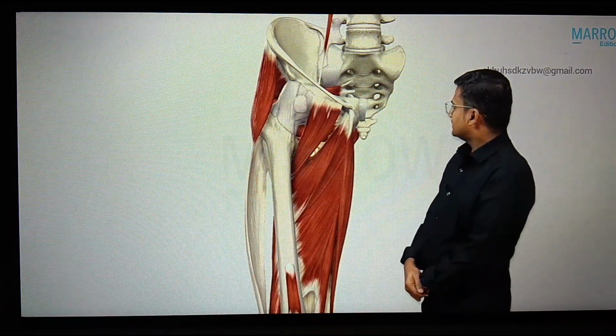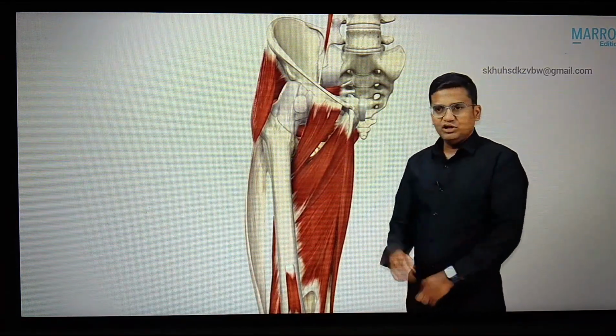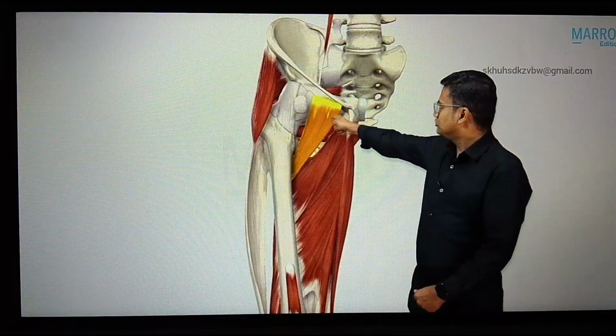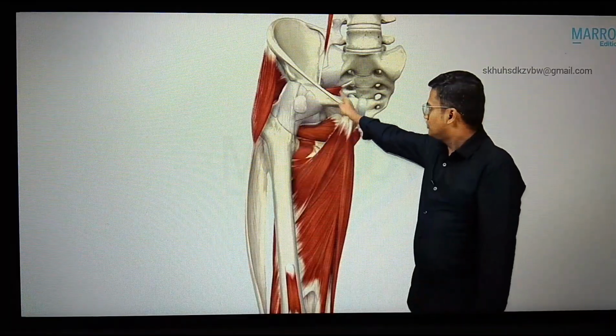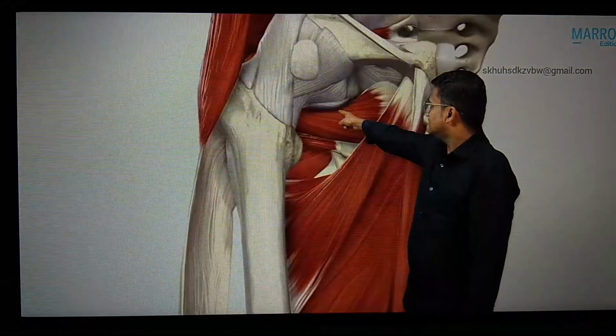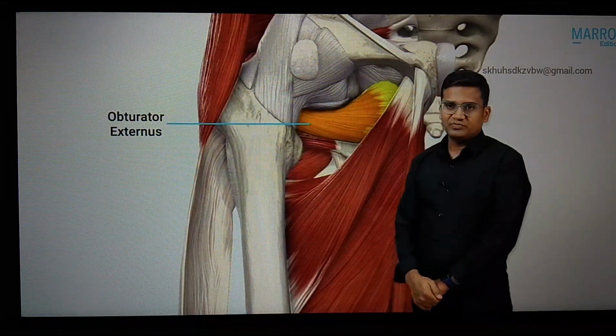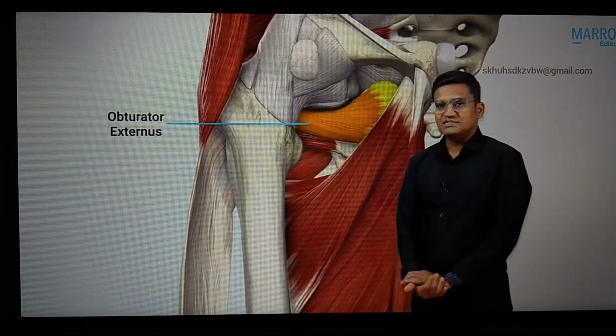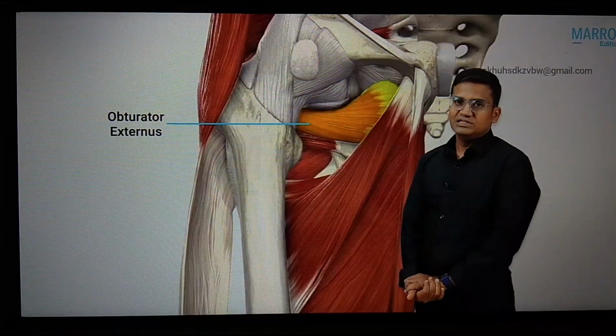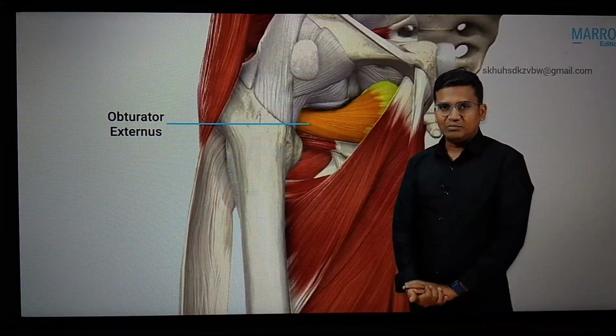Now, one more muscle is there, that is our obturator externus muscle. If you want to see that muscle, we have to remove pectineus muscle. If you remove the pectineus muscle, then we are seeing that muscle, a deep muscle, obturator externus muscle. Now, all these muscles are supplied by our obturator nerve. These are the muscles in the adductor compartment.